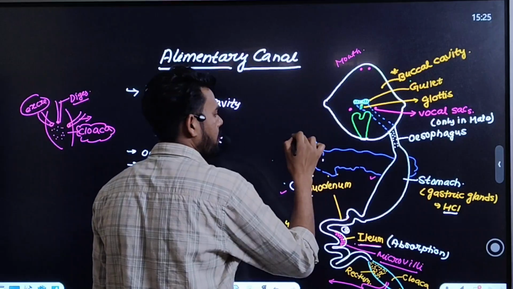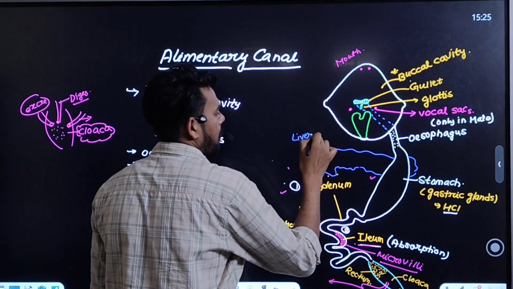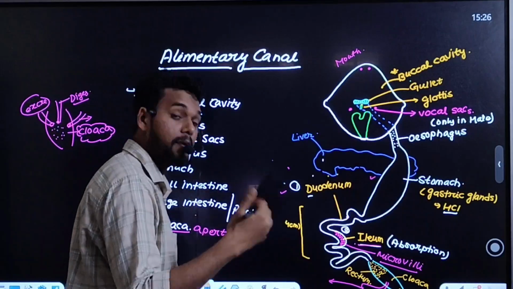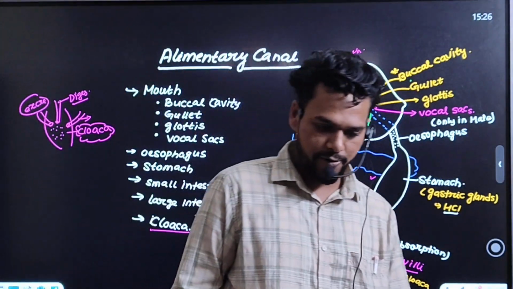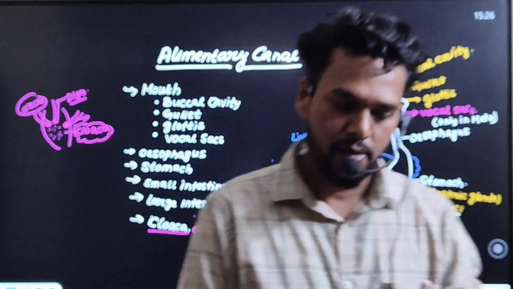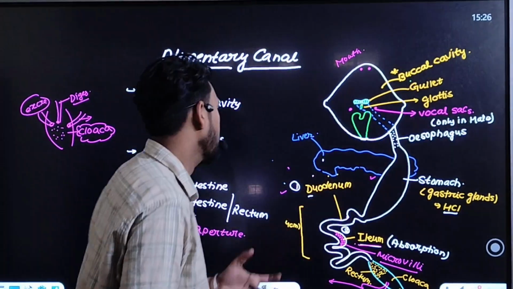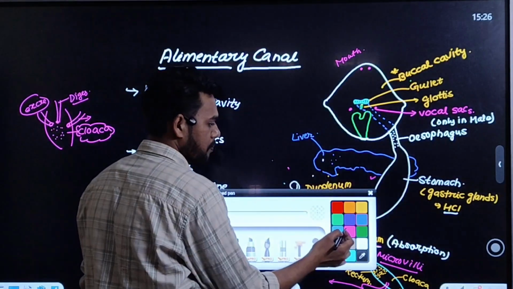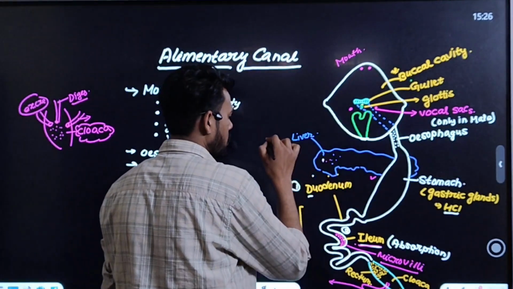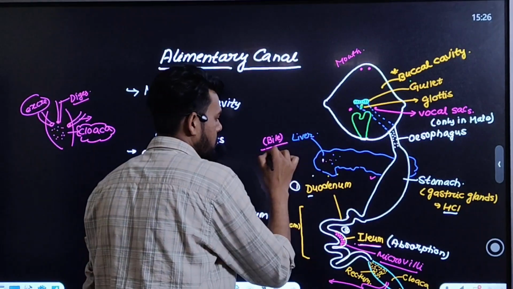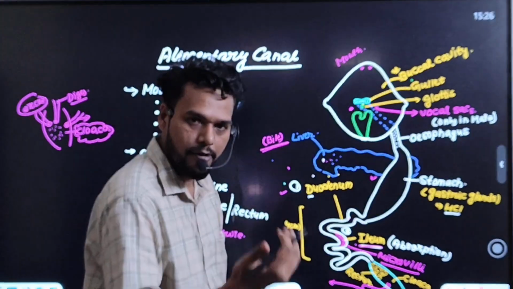This is the liver. It is a very important gland which helps in the emulsification of fat. If the food consumed by the frog is rich in fat, then the liver produces an important product called bile juice. It secretes bile, which is responsible for the breakdown of fat.